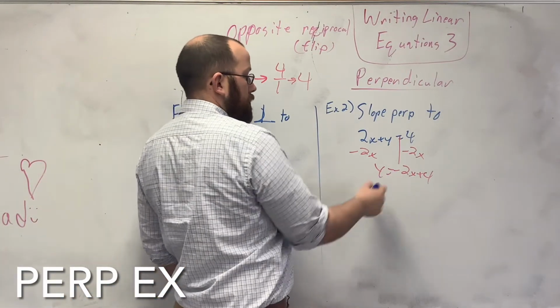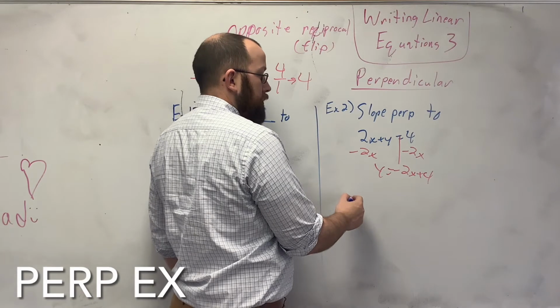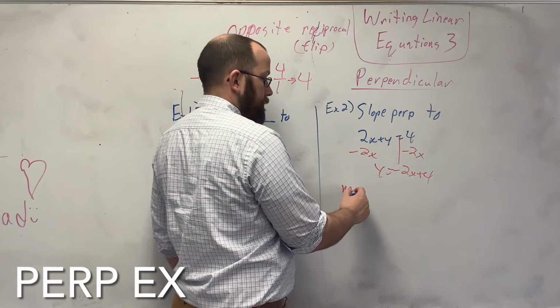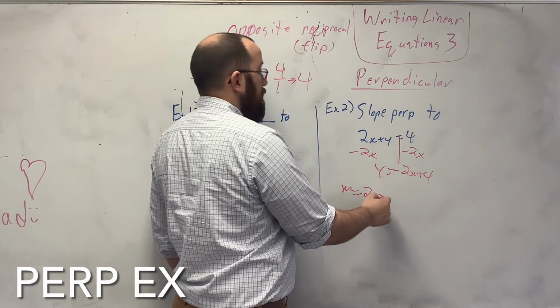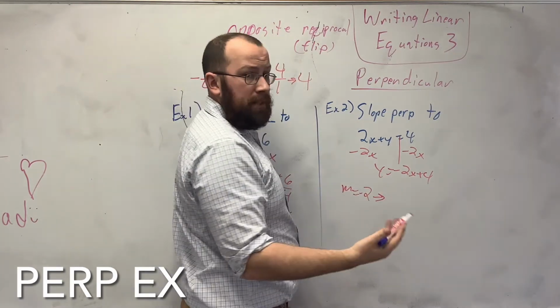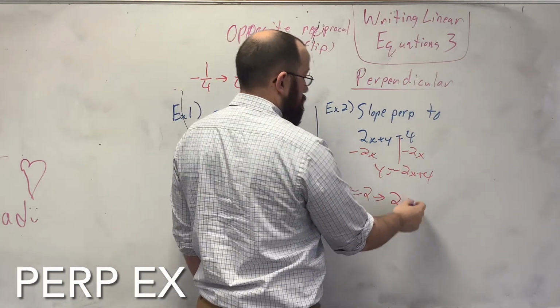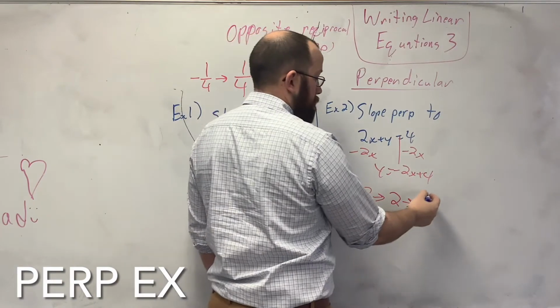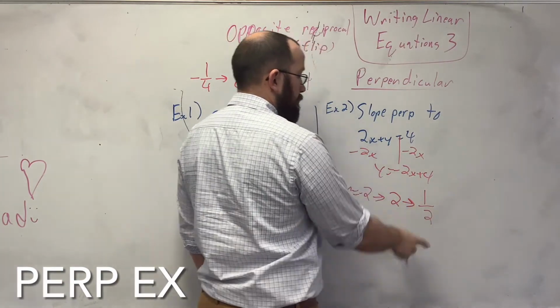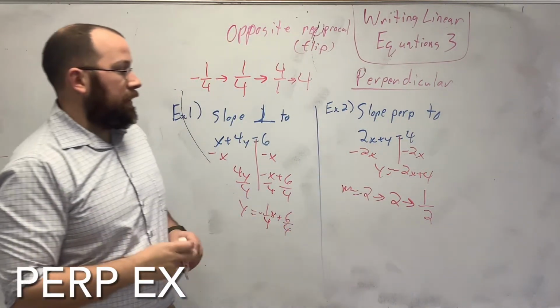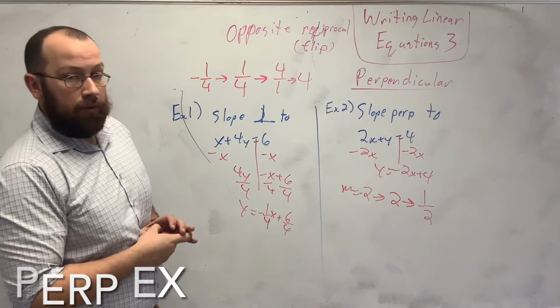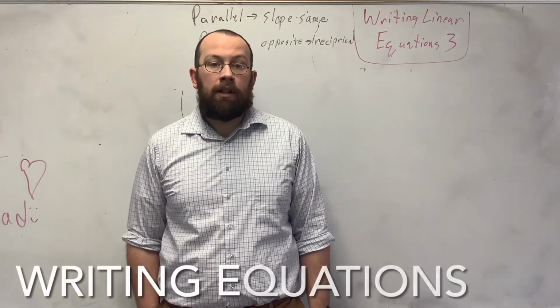So now I need a slope perpendicular to negative 2. So first thing I need to do is take the opposite. What's the opposite of negative 2? 2. Then I take the reciprocal. What's the reciprocal of it? 1/2. So 1/2 is a slope perpendicular to negative 2. All right, now we're going to write equations from this.